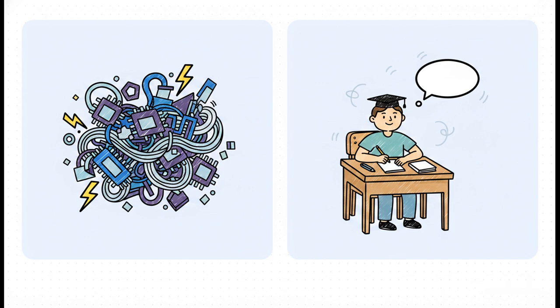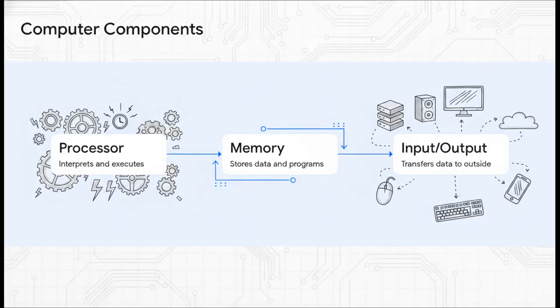Yep, that's really it. If you can understand a student doing their homework, you can absolutely understand how a computer works. Because at the most basic level, every computing system on the planet consists of just these three simple pieces working together. 1, a processor. 2, a memory. And 3, a mechanism for input and output, which we usually just call I/O. That is the whole shebang.